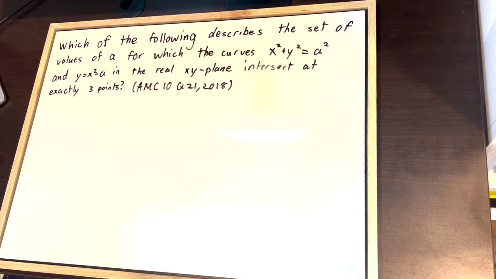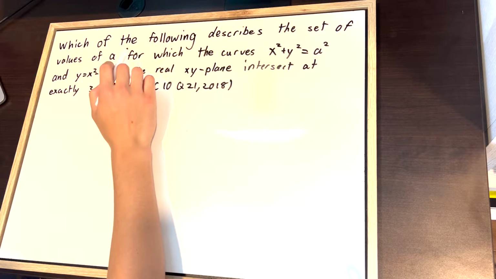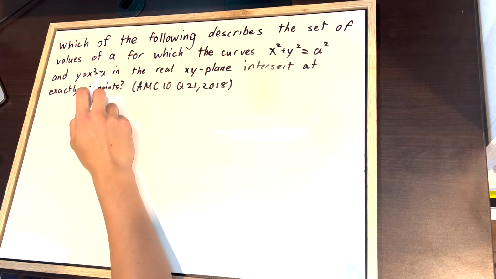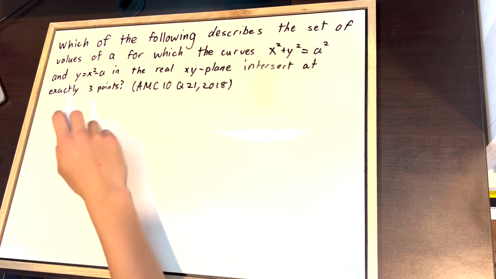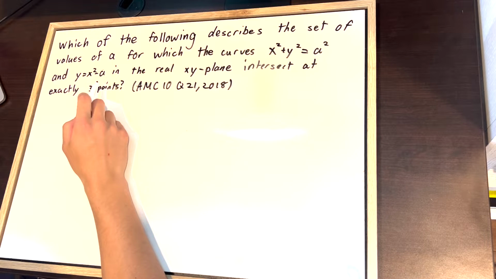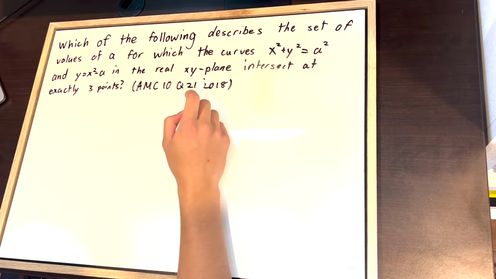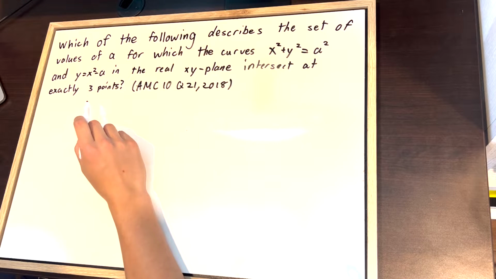Today, we will be going over question 21 of the AMC10 of 2018. The question asks, which of the following describes the set of values of a, for which the curves x squared plus y squared equals a squared, and y equals x squared minus a in the real xy plane intersect at exactly 3 points.